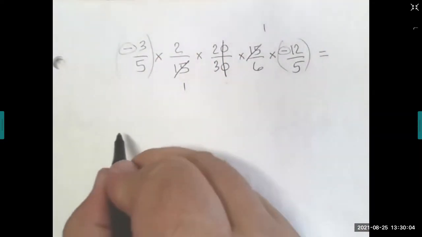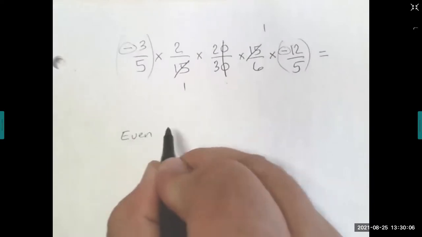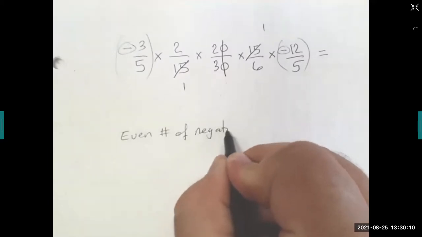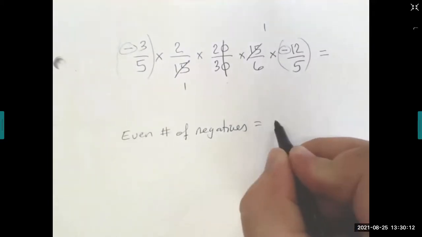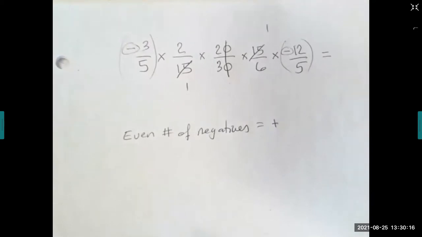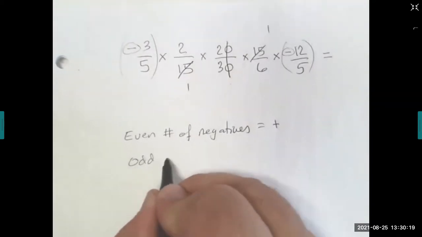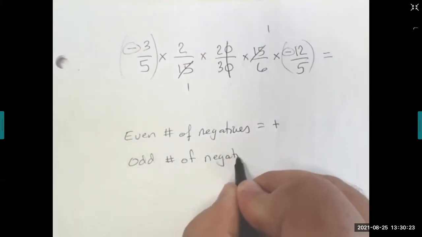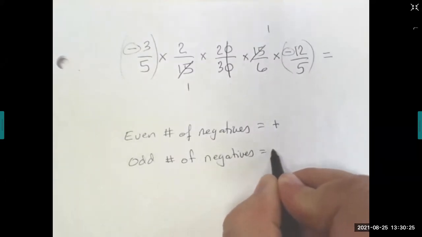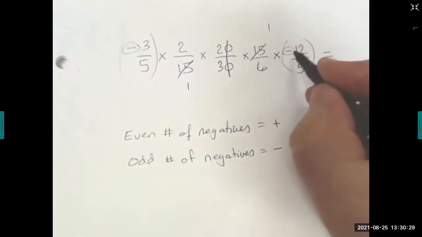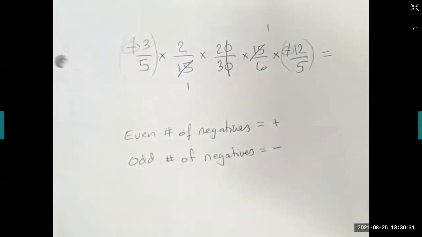If you have an even number of negatives equals a positive because they cancel each other out. Odd number of negatives means the answer is going to be negative. So we have 1, 2, so the answer is going to be positive. We got rid of that. That's the whole equation.